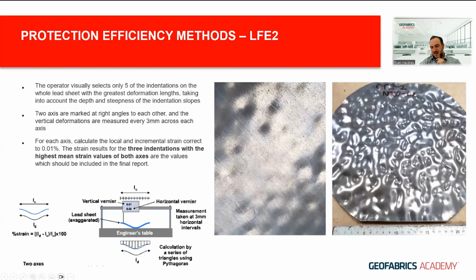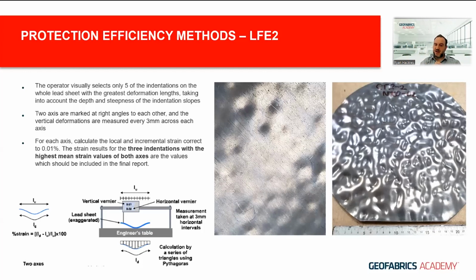You've got to pick out of all of those indentations that you see on that lead sheet, 5 that the operator deems to have the most deformation. So that's one area where you can see some differences between laboratory measurements, because it's very dependent on the operator and what they actually pick as those indentations, and it can get more difficult in terms of the level of indentations.